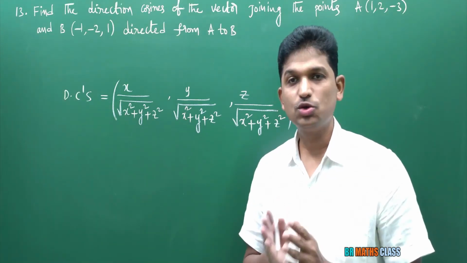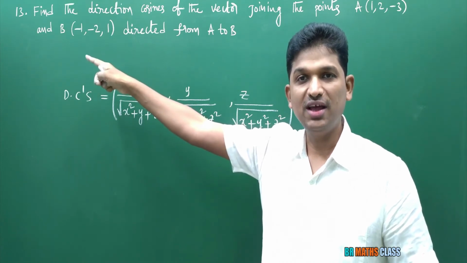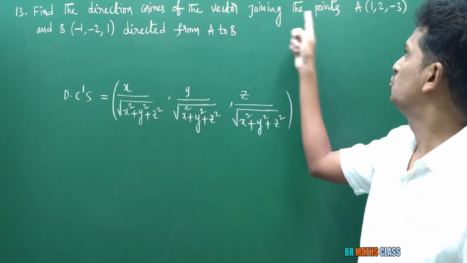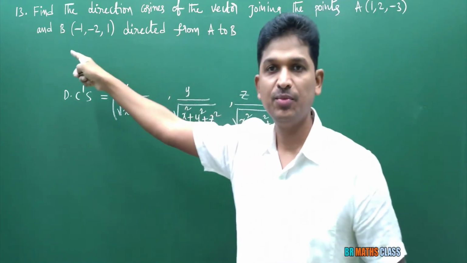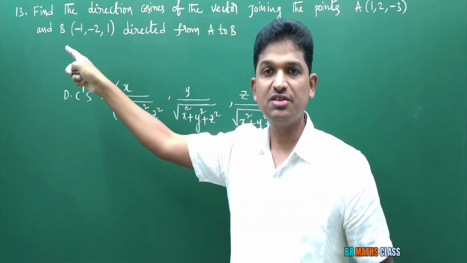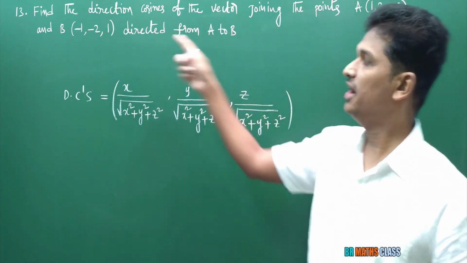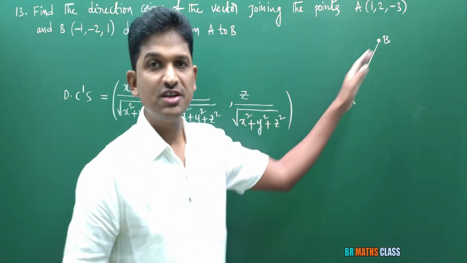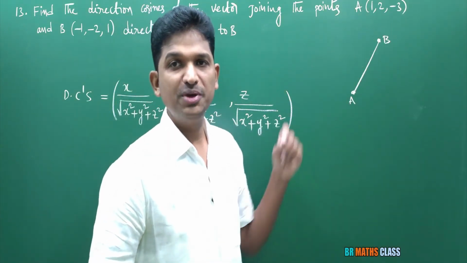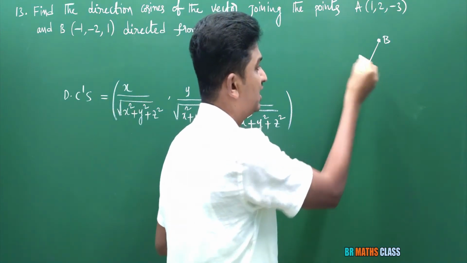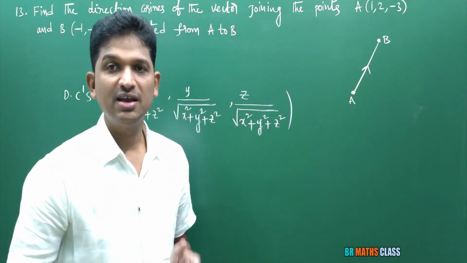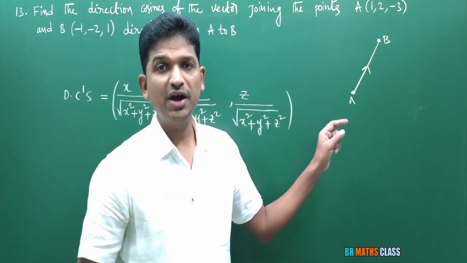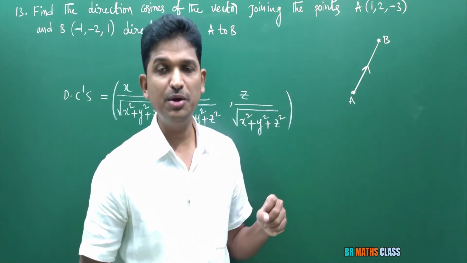You observe this question number 13. What are they asking in this question number 13? Find the direction cosines of a vector joining the points A and B. We need to find direction cosines of a vector joining the points A and B directed from A to B. That means I need to calculate direction cosines of the vector AB bar.